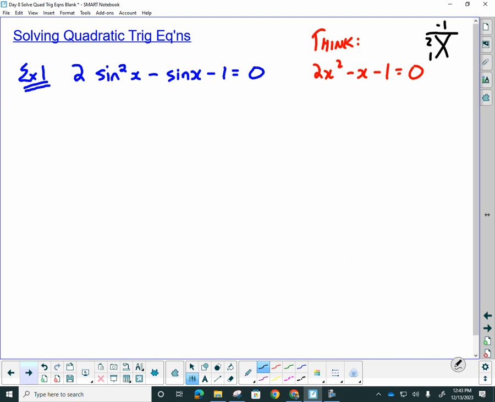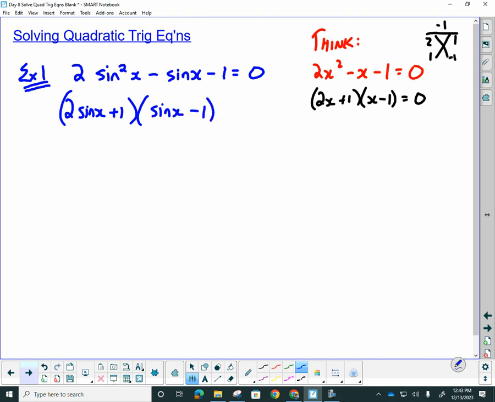So 2, 1, 1, 1. I need a negative 1, so 2 and 1. So that's going to be negative 2 and 1. So this is going to factor to 2x plus 1 and x minus 1 equals 0. I used that just to make it look familiar, but now I'm going to actually factor this using the sines, and it's not 2x, it's 2 sine x plus 1 and sine x minus 1 equals 0.